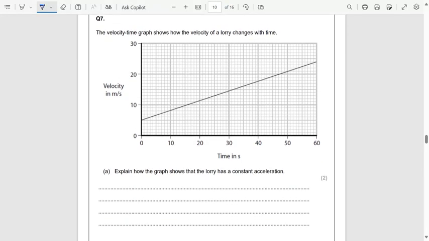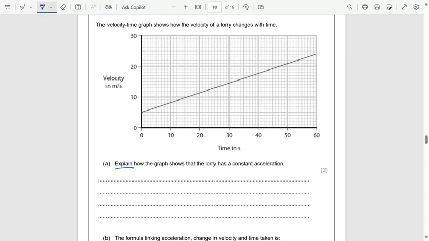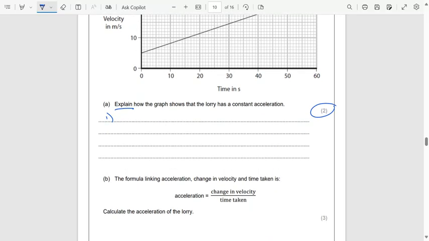Question 7 is an explain. That's like a higher order question, so it's a little bit harder to get the marks. Explain how the graph shows that the lorry has a constant acceleration. Now, we know that the acceleration is the gradient, so that's the first thing I'm going to say. This is worth 2 marks. I need to make the 2 points.